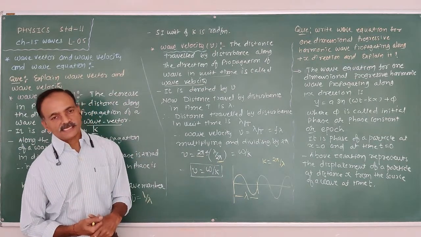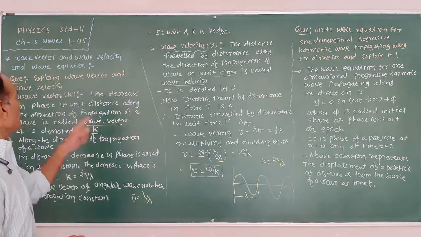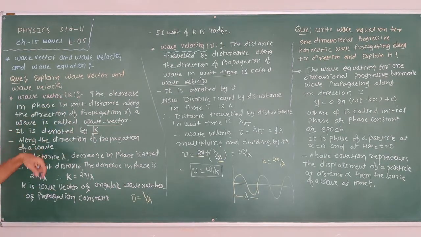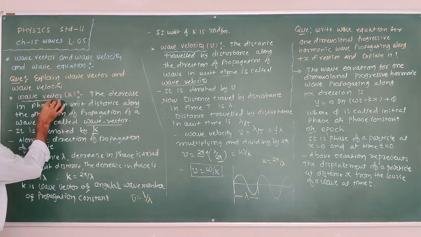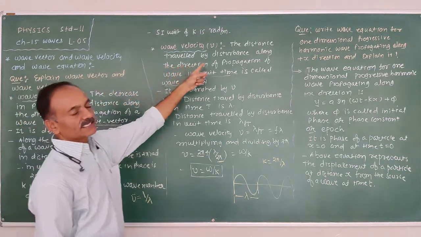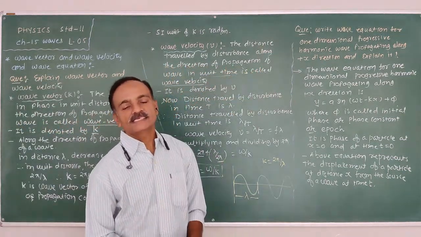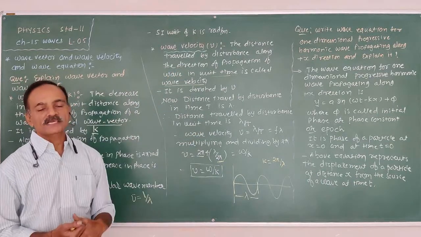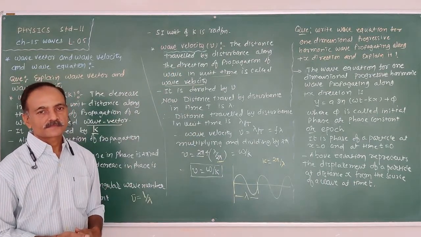Clear this? So, that is about the wave vector and also the wave velocity. The definition of wave vector: the decrease in phase in unit distance along the direction of propagation of a wave is known as the wave vector. While the wave velocity is the distance traveled by a disturbance in unit time along the direction of propagation of the wave. Clear this? Okay.